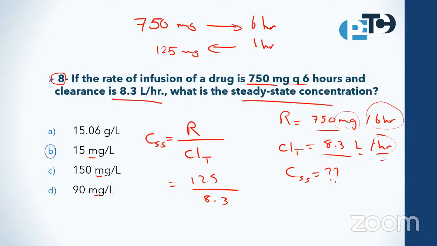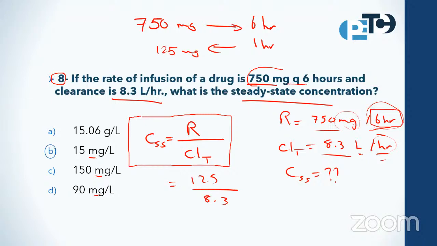Here in question number 8, we have the rate of infusion, which is 750 milligram per hour every 6 hours. And we have the total clearance, which is 8.3 liter per hour. What is the CSS? Here we have a formula collecting those information together and help us to calculate the CSS directly. But we cannot divide R over CL or the total clearance directly from those information because we have different units. We should make the units adjusted firstly, then we can solve the problem.